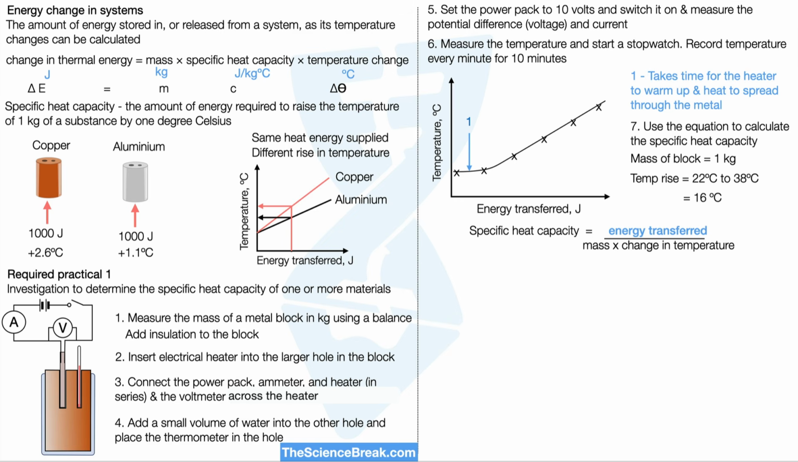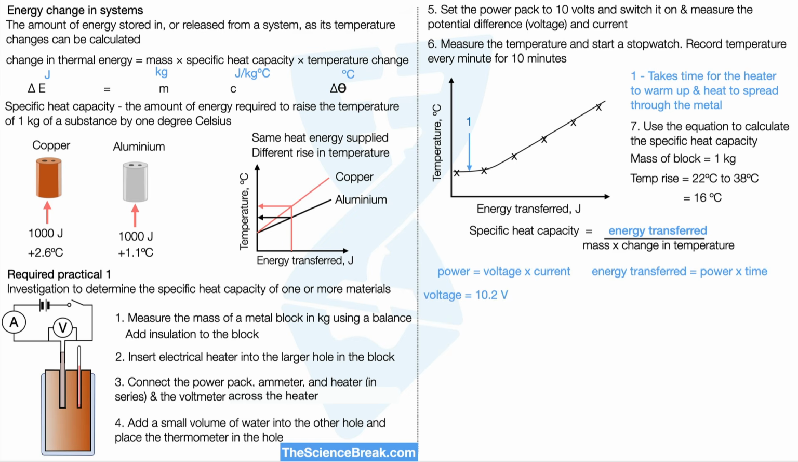However, we're not given the energy transferred directly in this scenario. So this is where we need to use the ammeter and the voltmeter. Power is voltage times current. This will be given to us on the equation sheet. And energy transferred is power times time. This will also be given to us.